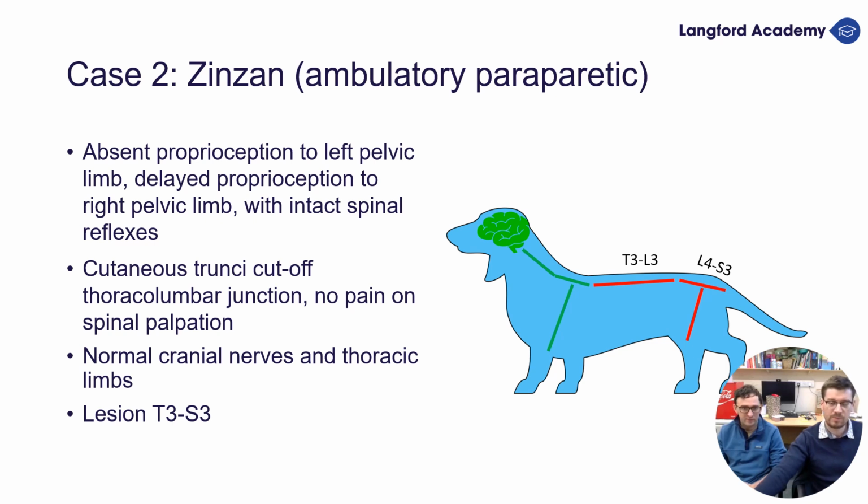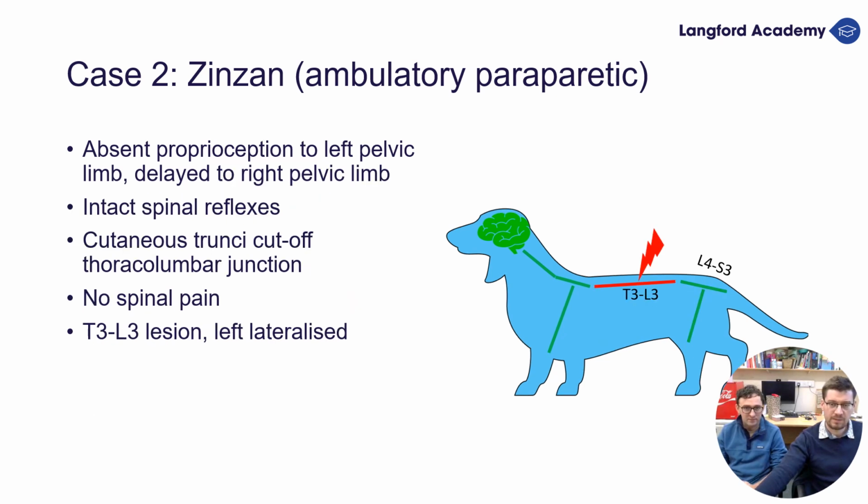And if we want to be a bit more specific, we can localise him to T3-L3 based on the fact that his spinal reflexes, his femoral and his sciatic nerve, which we test by the patellar reflex and the withdrawal reflex respectively, are both intact and both normal.